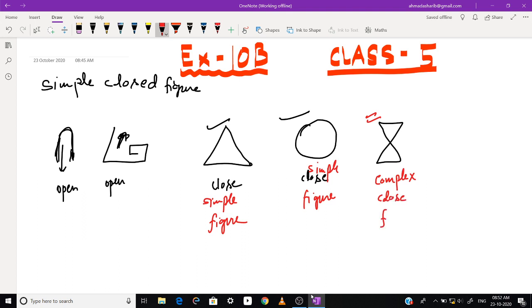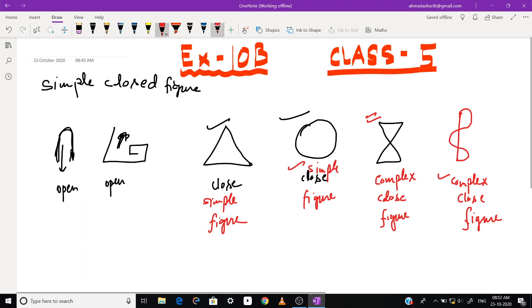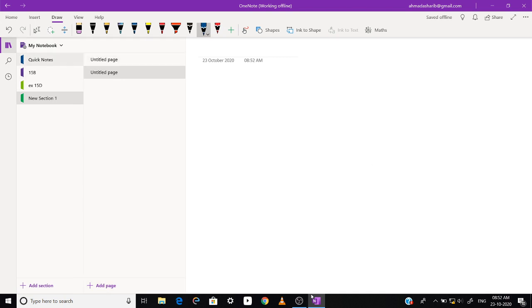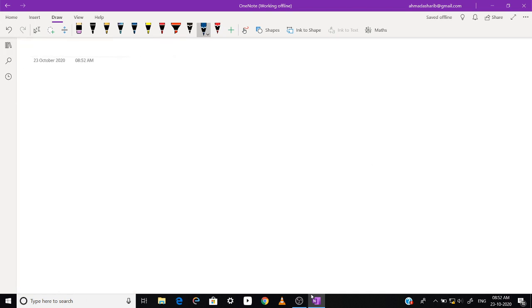Now look at one more figure. This is the figure which is also closed, but this is also not simple. This is also a complex closed figure. So there are two types of closed figure. One is simple and the other is complex. And how are you going to differentiate between these two? How are you going to identify which is a simple closed figure and which is a complex closed figure? It is very simple to identify them.